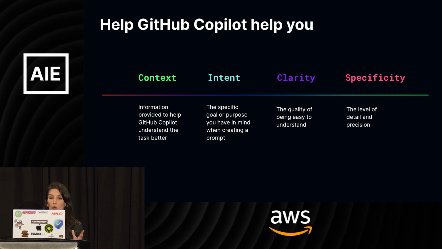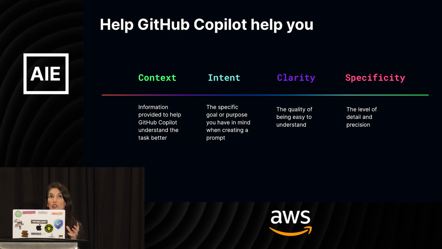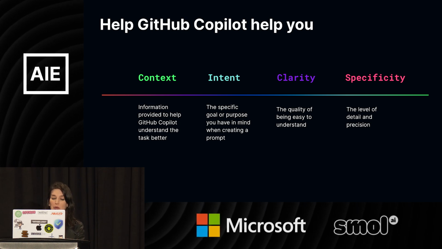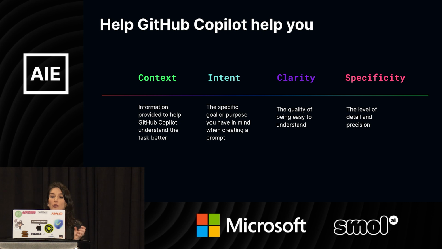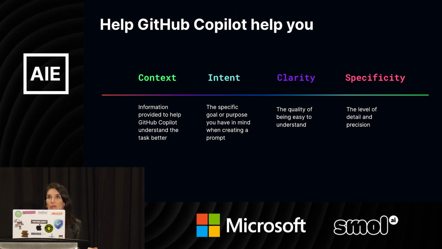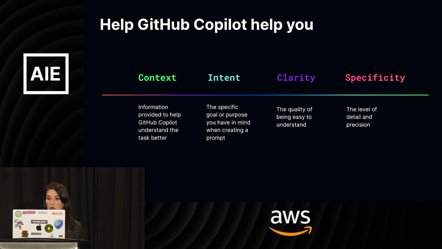Also, being very clear about what your intent is and making that clear in your prompt. I want to create a function to parse a URL. This is actually going to be one of the examples in the labs. Being very specific about what purpose you have in mind in that prompt. Being vague, it can work okay, but the more specific you can be, the better results you're going to get.